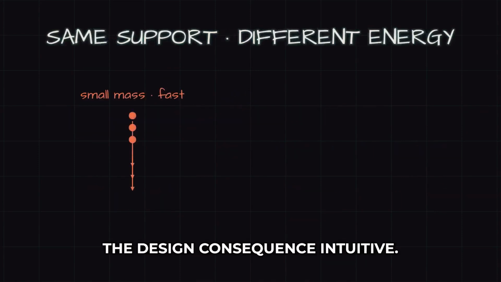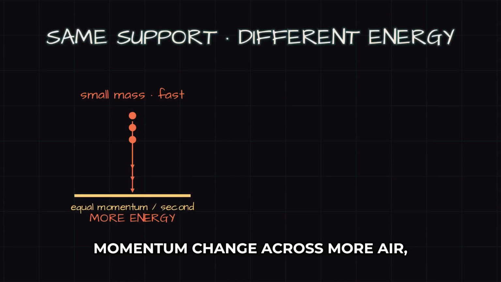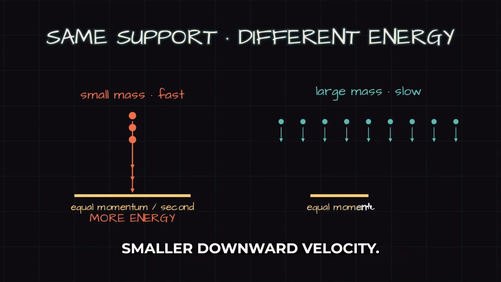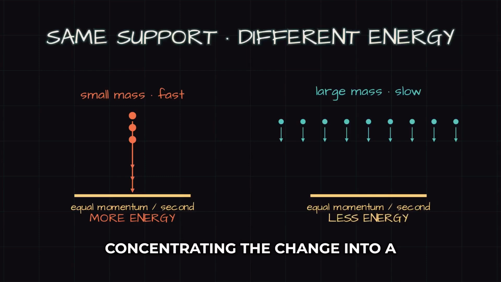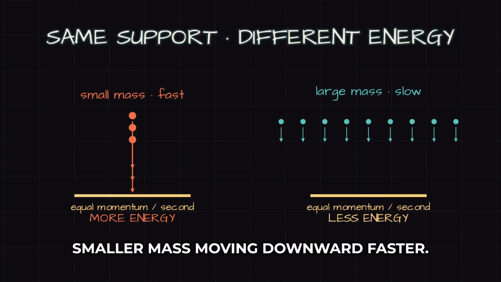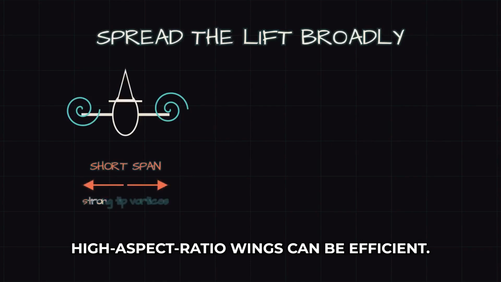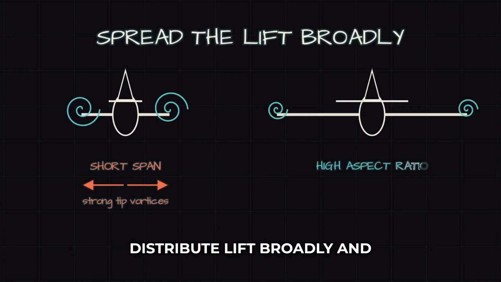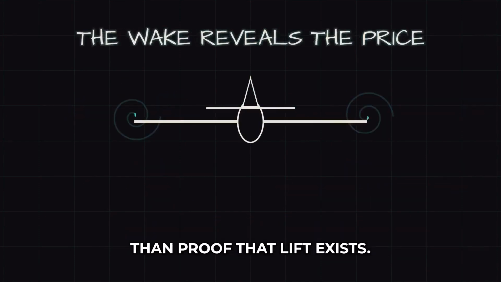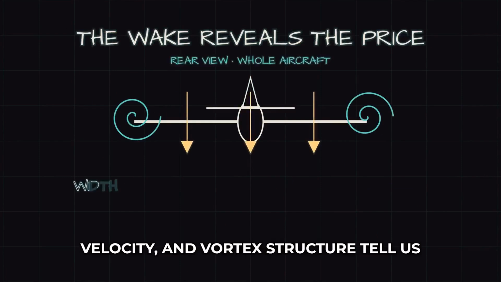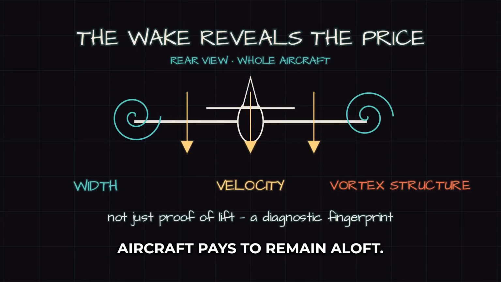The momentum picture makes the design consequence intuitive. To support the same weight, you can spread the required momentum change across more air, giving each part a smaller downward velocity. That leaves less kinetic energy behind in the wake than concentrating the change into a smaller mass moving downward faster. This is one reason long, high aspect ratio wings can be efficient. A glider's span helps distribute lift broadly and reduces the induced drag penalty. The wake is therefore more than proof that lift exists. Its width, velocity, and vortex structure tell us something about the price the aircraft pays to remain aloft.